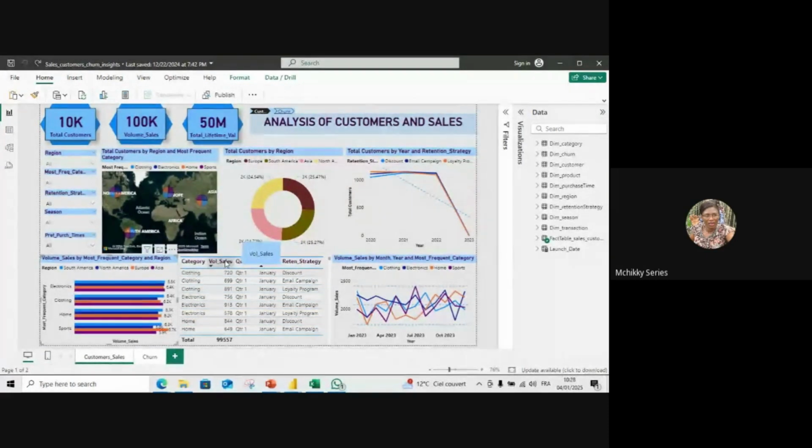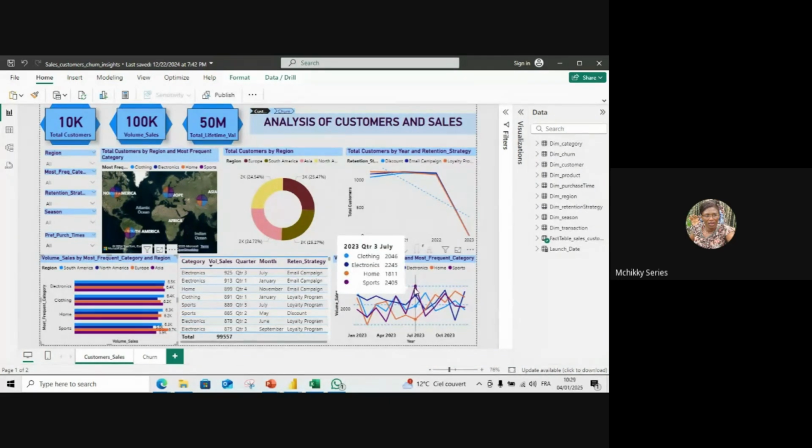Then from the table here, when you look at the volume of sales, they sell more electronics. The retention strategy they use to retain most of their customers is the email campaign for electronics. Then for clothing, you have a loyalty program. For sports, you have discount. That's what we represented here. The highest value is in Q3, and that was electronics in July 2023, and the lowest was in January 2023.